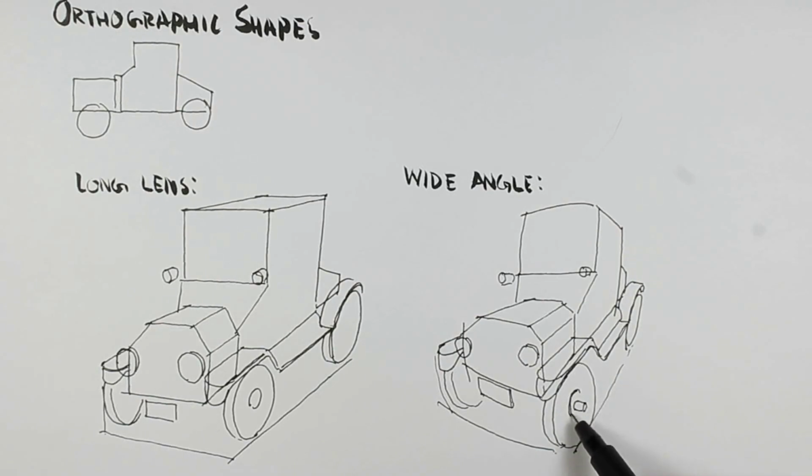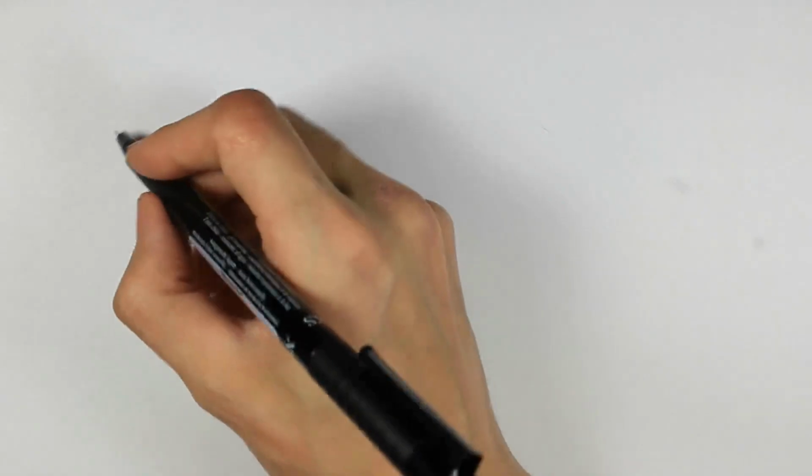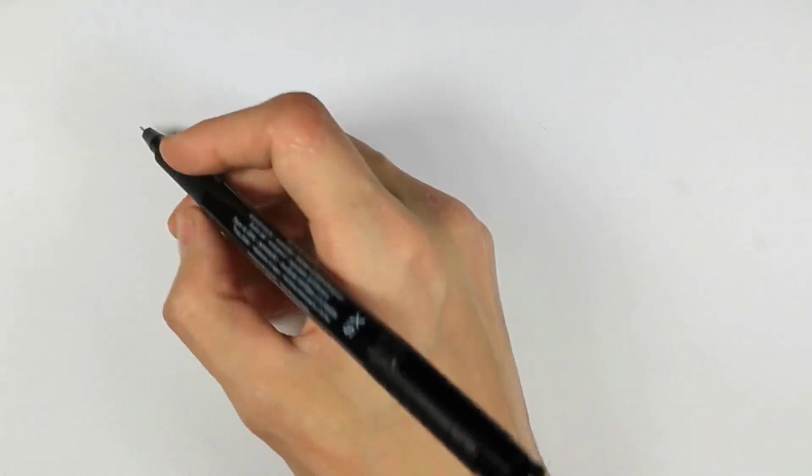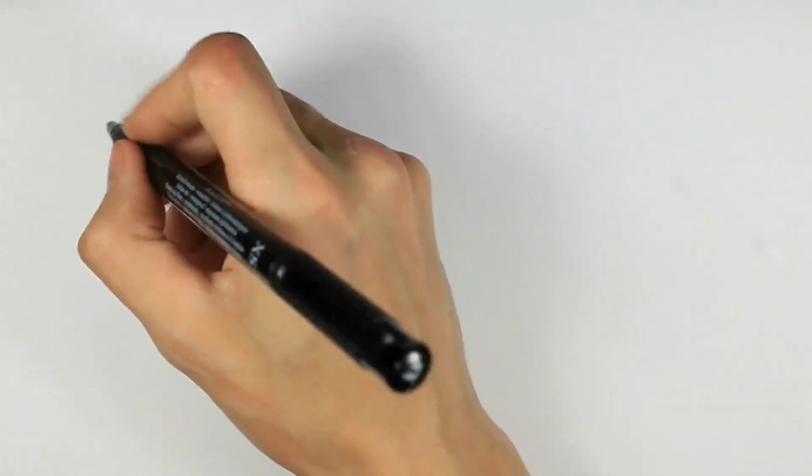What I'm going to do now is try to do a few of these blockouts in a couple of different angles, just so we can get the hang of rotating these forms and placing them in different angles as well as with different camera lenses. I'm starting out with the long lenses.